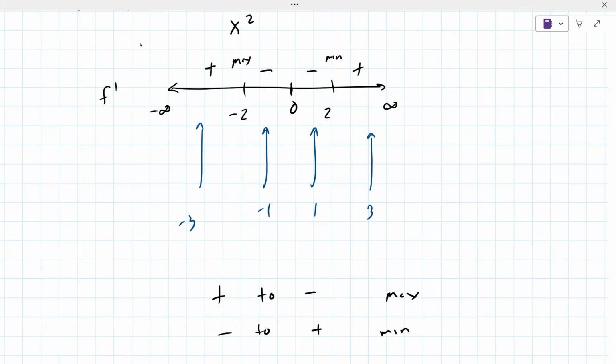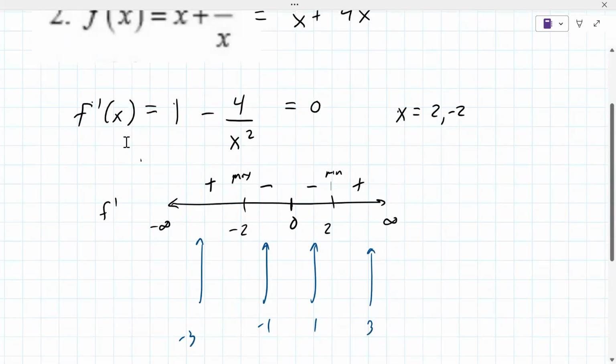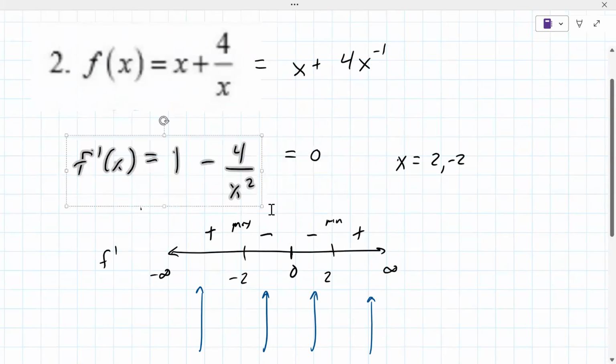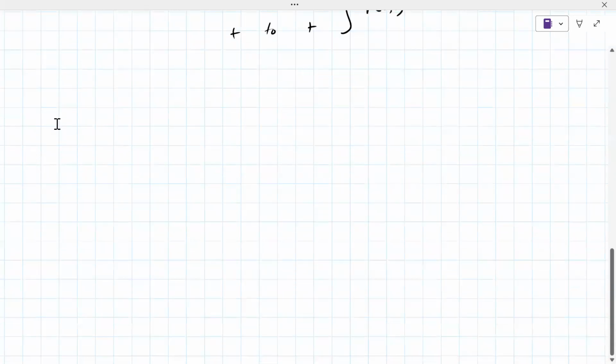So -2 is a max and 2 is a min. Okay, all right, now this is the first derivative test. They actually wanted you to use the second derivative test. So we're going to look at that now, but you need to know both, so we might as well cover both. The second derivative test means you have to take a second derivative.